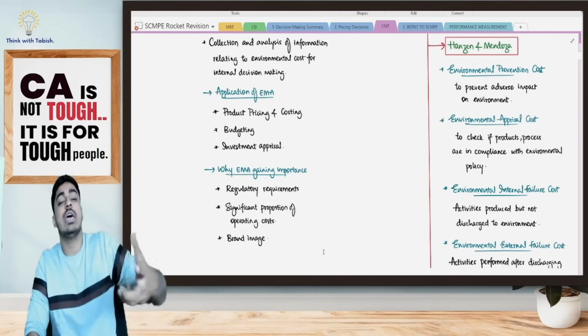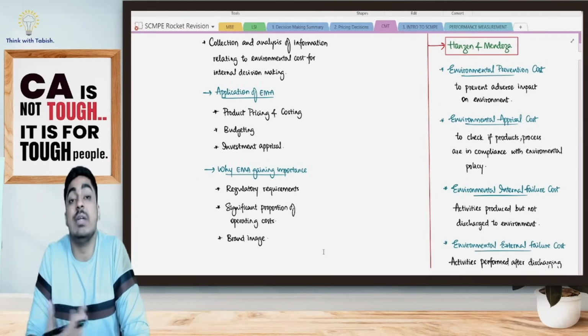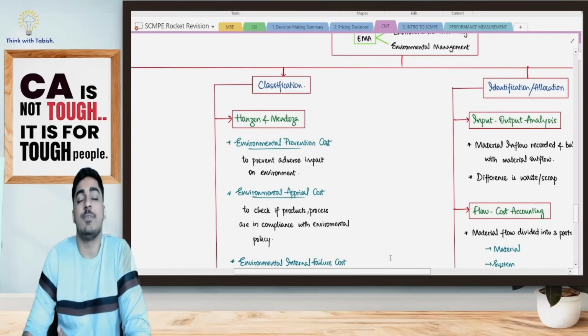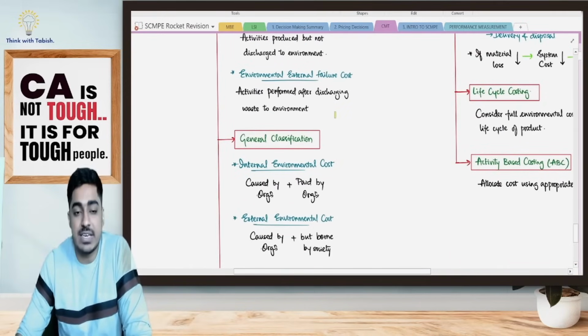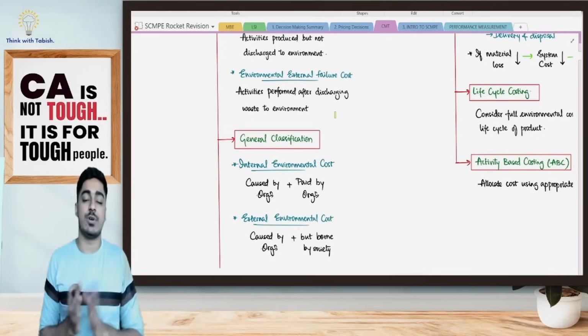Again, if I focus on environmental cost, being environment friendly, it helps me to build my brand image. Is it clear? Now, classification of cost. Few different people have given different classification. Firstly, yes, general classification. Either you can classify your cost as internal environmental cost or external environmental cost.